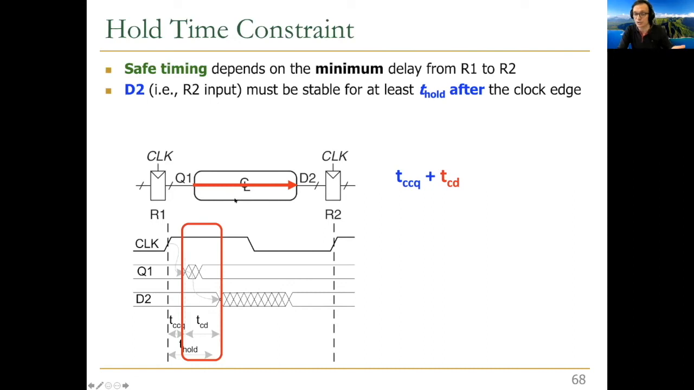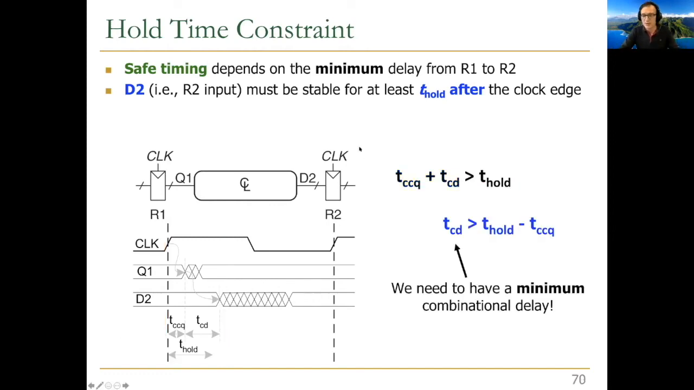We already discussed that. That's the shortest path: the shortest delay from clock to Q and the shortest delay within the combinational logic. If you add them up, they have to be greater than T hold. That's what the hold time constraint means. If they're smaller than T hold, you're violating the T hold constraint and the aperture time, and you may be sampling a wrong, changing value and become metastable in R2. If you rewrite this equation, TCD should be greater than T hold minus TCCQ, which means you need a minimum combinational delay, unless this is negative, of course, unless TCCQ is already large enough, or T hold is already 0.